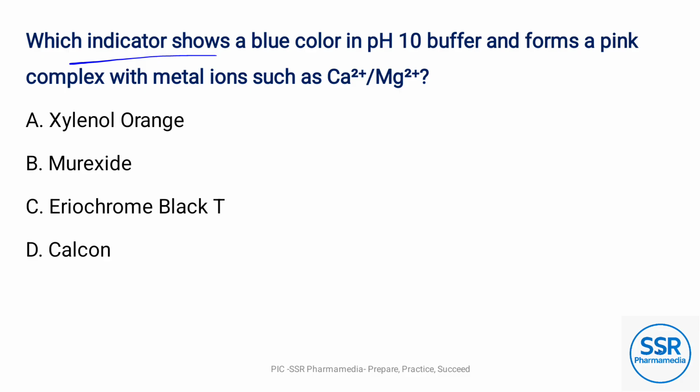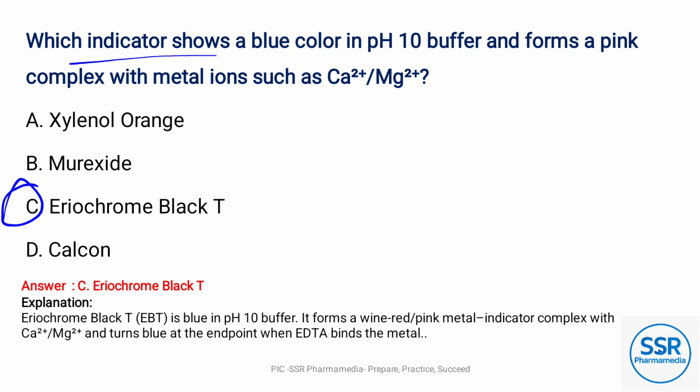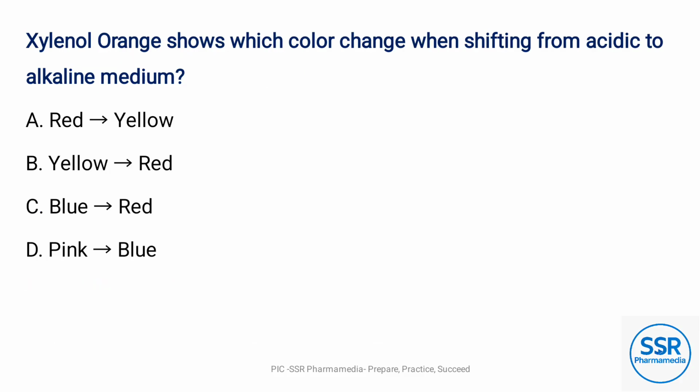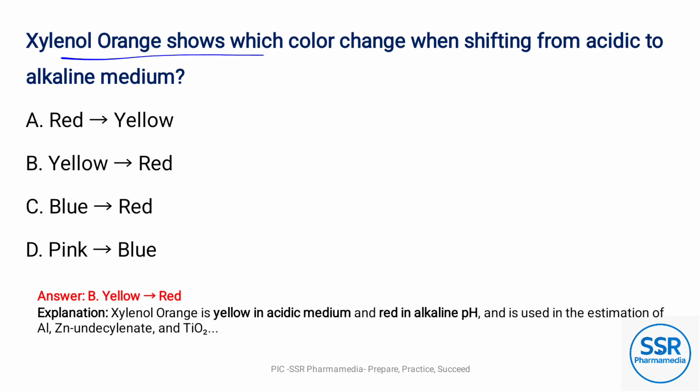Which indicator shows a blue color in pH 10 buffer and forms a pink complex with metal ions such as calcium and magnesium? Option C, eriochrome black T. Xylenol orange shows which color change when shifting from acidic to alkaline medium? Option B, yellow to red color.